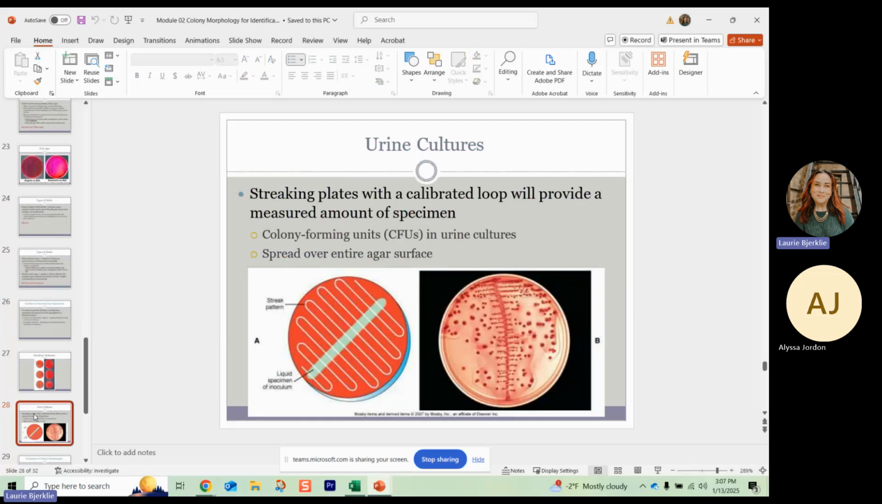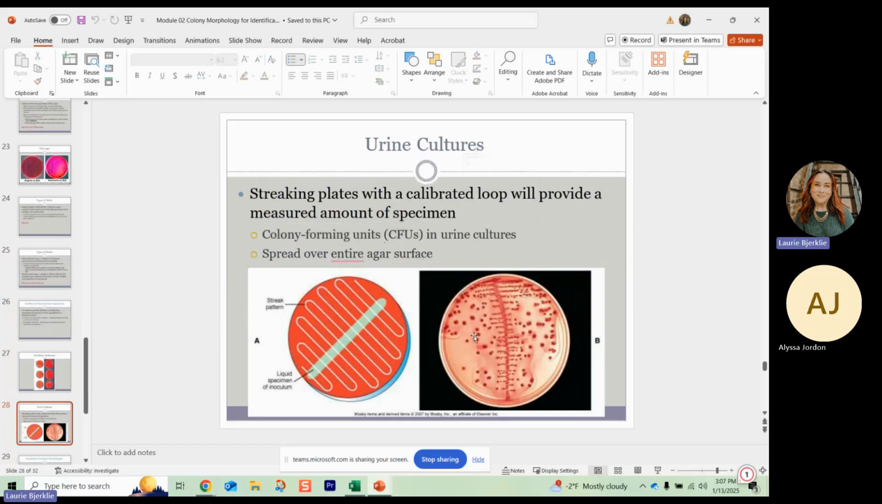Urine cultures are the unique one out. They have a calibrated urine loop that we use instead. You dip the calibrated loop into the urine, streak once down the center, and then back and forth as many times as possible. The reason that we use a calibrated loop is we are counting the number of colonies present. Because it's calibrated, we can figure out a number that goes with it, what we call colony forming units, CFUs.